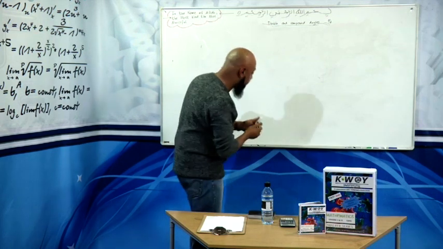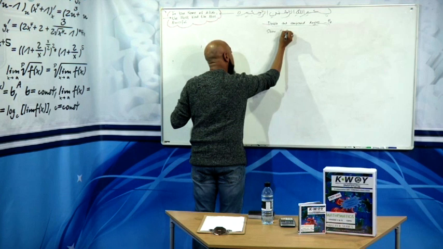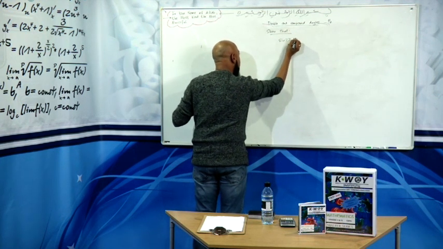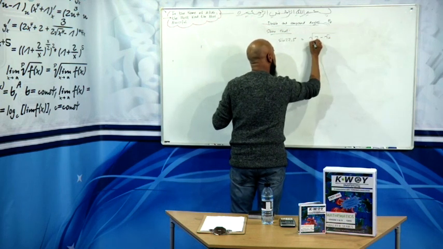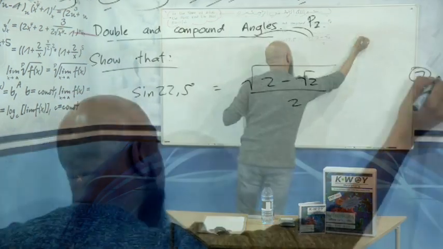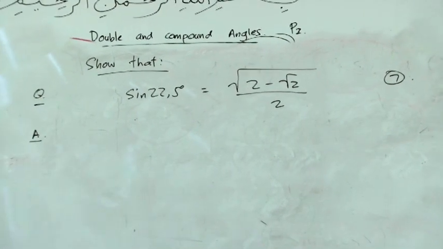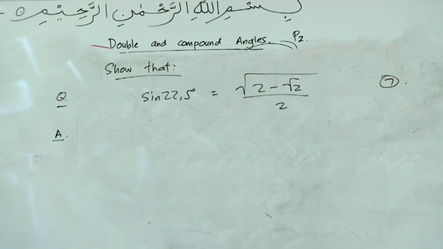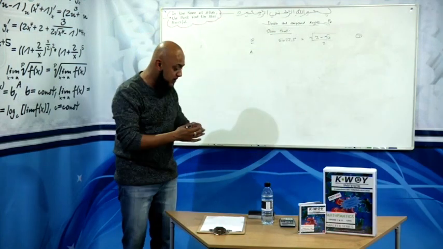Watch the next question. Show that sine 22.5 is equal to the square root of 2 minus root 2, all over 2, for 7 marks. Question, answer. Now, there's a little bit of theory that's going to go into here, guys, so you need to pay attention. So take that problem down.